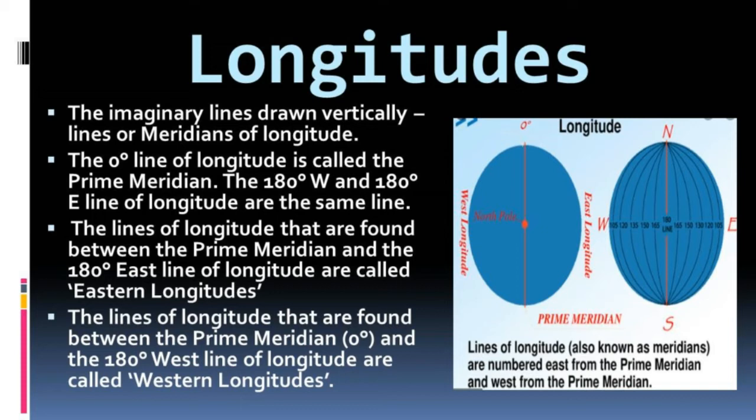These lines converge at the poles. The 180 degree west and 180 degree east line of longitude are the same line. The lines of longitude that are found between the prime meridian and the 180 degree east line of longitude are called eastern longitudes. And the lines of longitude that are found between the prime meridian, that is 0 degree, and the 180 degree west line of longitude are called western longitudes. Two opposite meridians form a great circle.